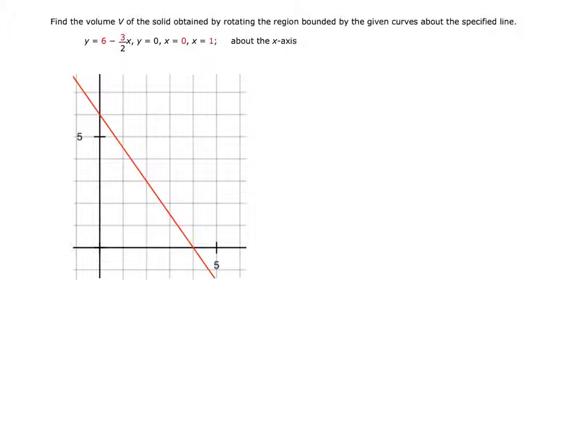We're supposed to find the volume V of the solid obtained by rotating the region bounded by the given curves about the specified line. The line is y equals 6 minus 3/2 x, which we have graphed here in red. Then the region is bounded by the line y equals 0, which is the x-axis.